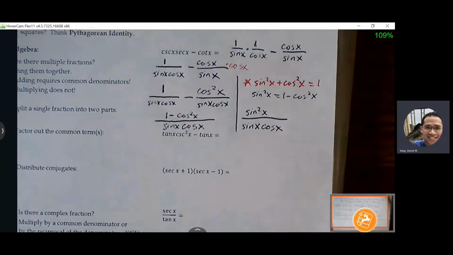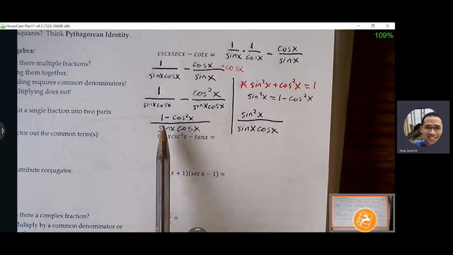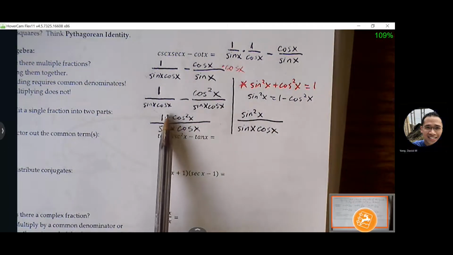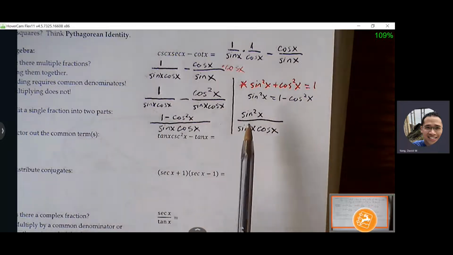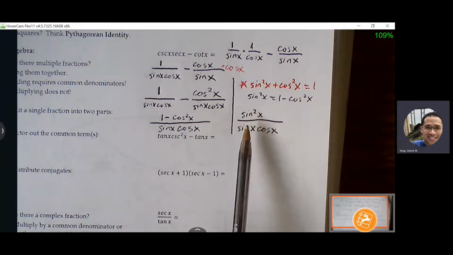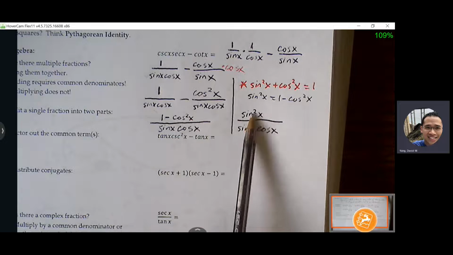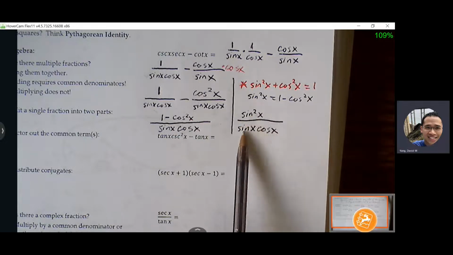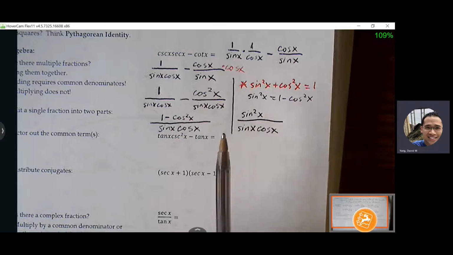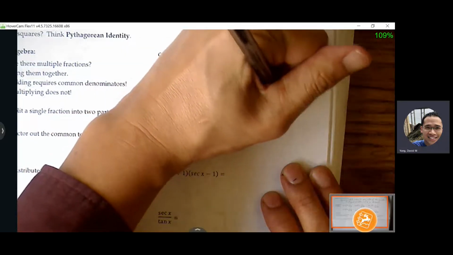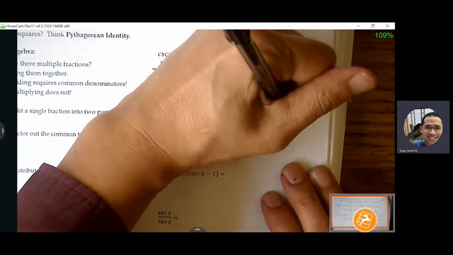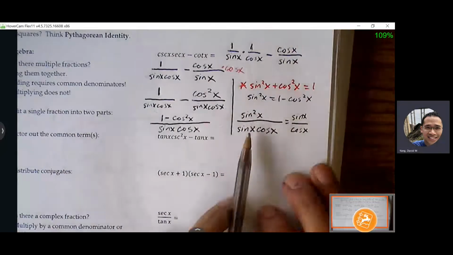Okay, so it's a little bit cleaner, right? Now that we don't have any subtraction, addition in the way, we can clean up and cancel out. So we can take a sine x away from both the numerator and denominator. So what are we left with? Okay, we're left with sine x over cosine x. Are we good there, right?